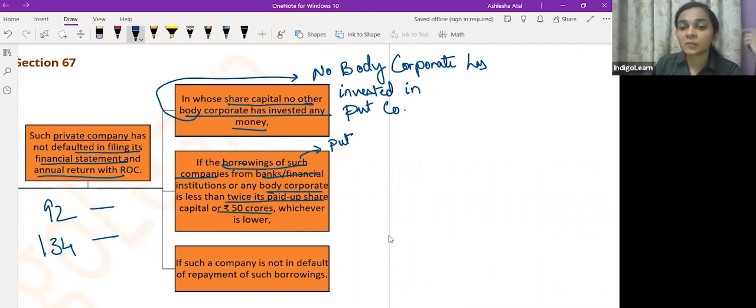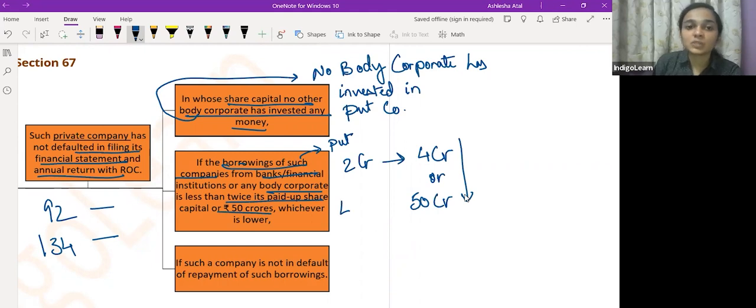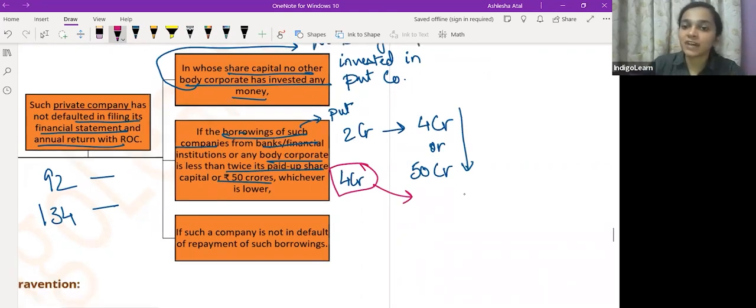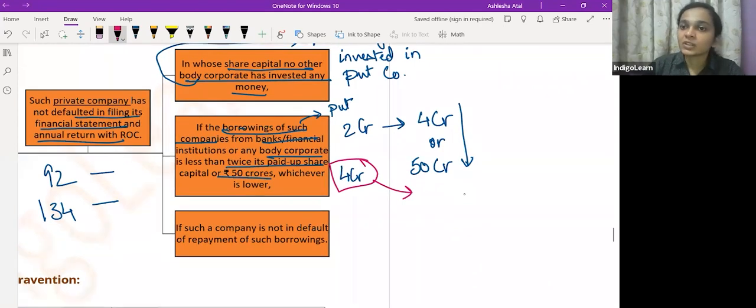whichever is lower. Say, for example, the paid up share capital of the private company is 2 crore. So 2 crore का twice amount कितना आता है? 4 crore or 50 crore, whichever is lower. So lower comes to 4 crore, which means the borrowing of this private company should be less than 4 crore. Only then the section will not be applicable. However, say borrowings हो गए 5 crore के, so in that situation, this condition will not be complied with, and the private company will have to comply with Section 67.